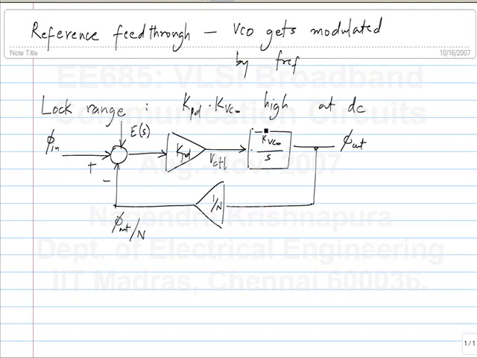To minimize that, what is the frequency at which we should look at the transfer function? What is the relevant frequency for reference feed through? FRF, right? FRF and its harmonics. So, although we said KPD times KVCO needs to be high at DC for lock range and low for reference feed through, we are really talking about different frequencies. The reference feed through refers to the transfer function of this system at FRF and its harmonics, and the lock range is dependent on the value of KPD and KVCO at very low frequencies.